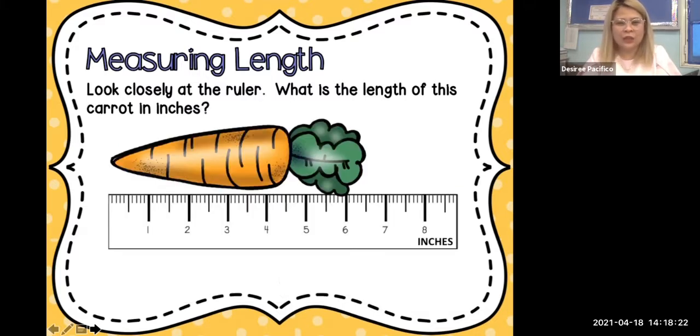Now look closely at the ruler. What is the length of this carrot in inches? Six and a half inches. If you can see here, we abbreviate. When you say abbreviate, we make the word shorter. That's abbreviate. Okay, next one.